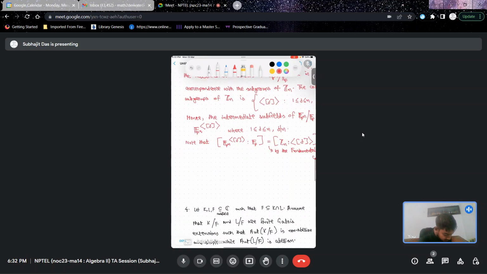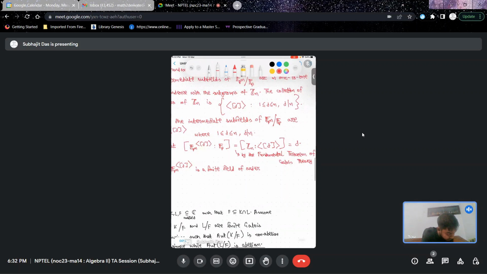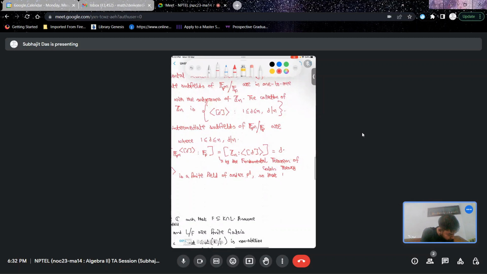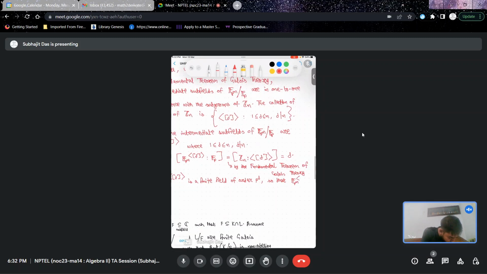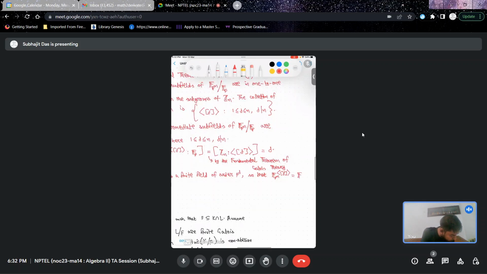Thus, the fixed field of the subgroup generated by the class of d in F_{p^n} is a finite field of order, since the degree of this extension is d, so the dimension of this fixed field over the base field F_p is d as a vector space, which means that the cardinality of this vector space is p to the power d, right? So that the fixed field of F_{p^n} under the class of d is just F_{p^d}, right?